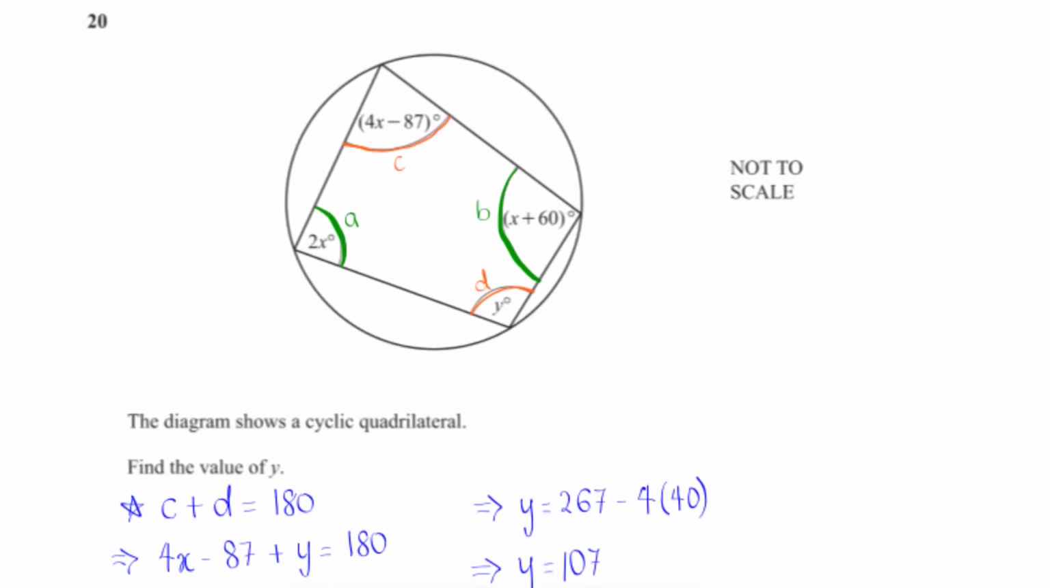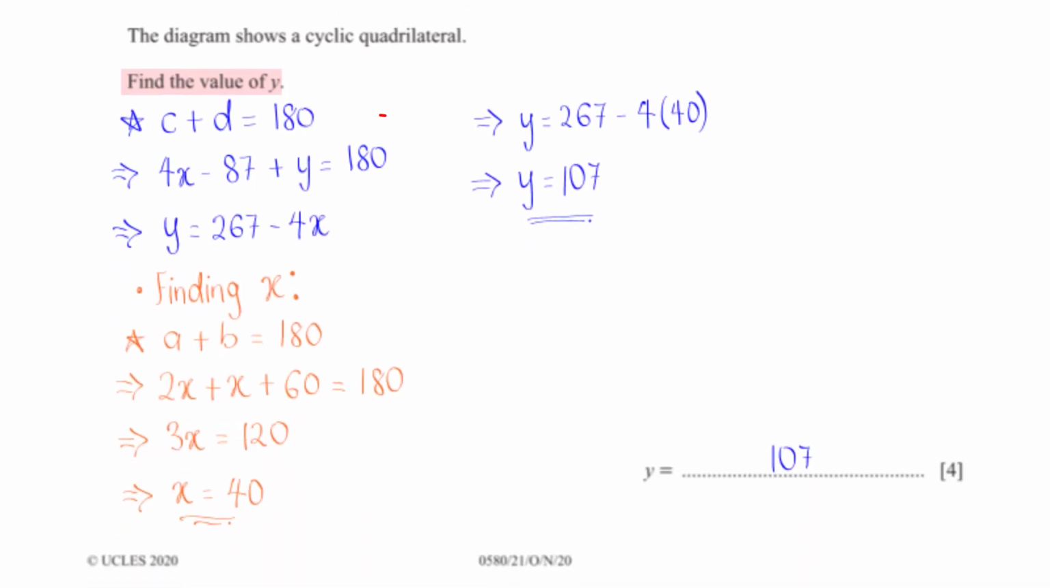The diagram shows a cyclic quadrilateral. Find the value of y. Whenever we are given a cyclic quadrilateral, we know that opposite angles in a cyclic quadrilateral add up to 180 degrees. And so C plus D will be equal to 180 degrees, and A plus B will also be equal to 180 degrees. So we have C plus D is equal to 180 degrees.